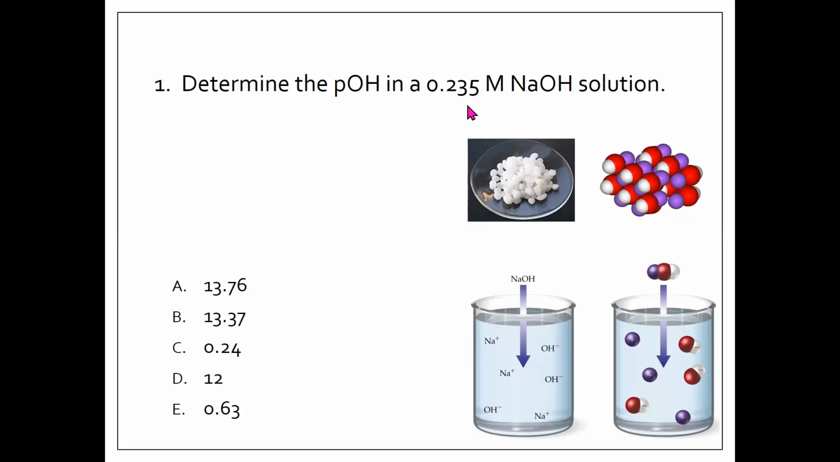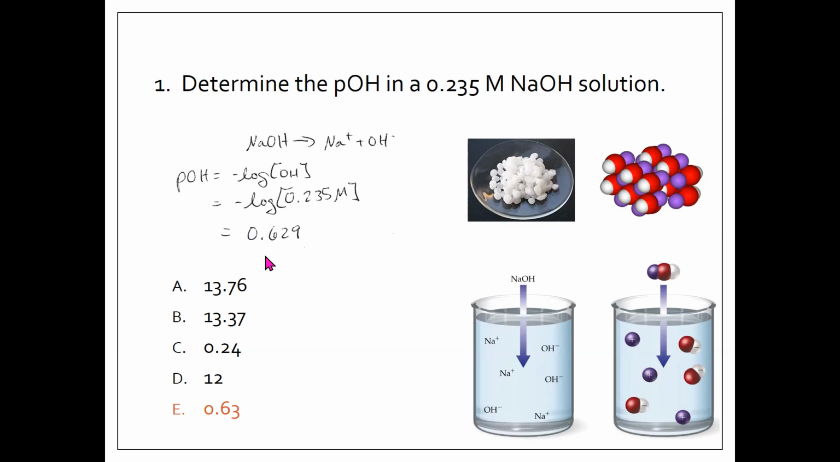Determine the pH of a 0.235 molar sodium hydroxide. So we should be able to look at this and know that sodium hydroxide is a strong base and it completely dissociates in water. So the sodium hydroxide, there's our reaction as it completely dissociates. The concentration of the sodium hydroxide, once it dissociates, will be the new concentration of the hydroxide. So negative log of that concentration. And so the pOH equals 0.629. Sorry, equals 0.629. So if we round it to 2 sig figs, 0.63.